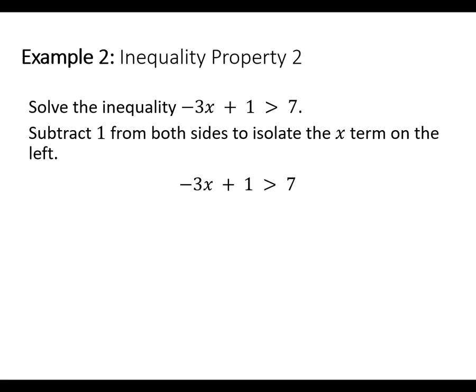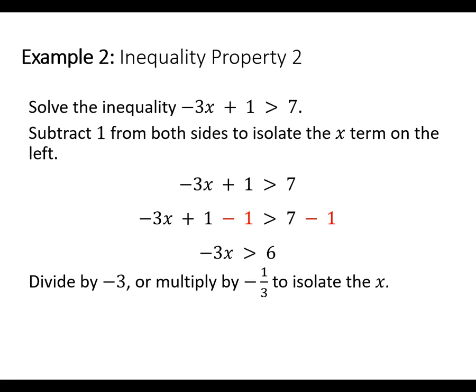So let's go through our second property and see it in play. Solve the inequality -3x plus 1 is greater than 7. First, we want to subtract 1 from both sides to isolate the x. So here we have -3x plus 1 greater than 7. Subtract the 1 from both sides, and we end up with -3x greater than 6. That's using inequality property number 1. Next, we still need to isolate the x, so we divide both sides by -3, or again, we can multiply by -1/3. When we do this, we get x is less than -2.